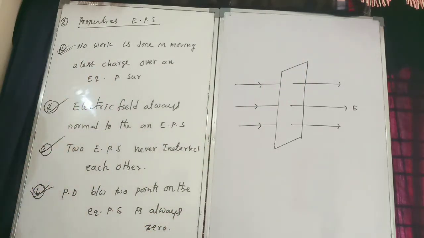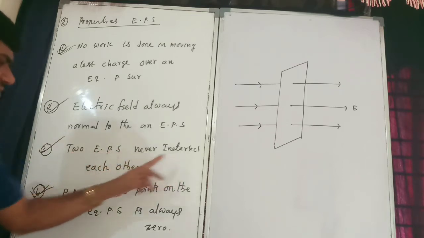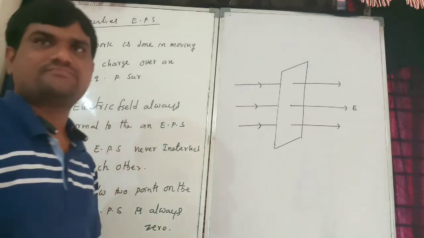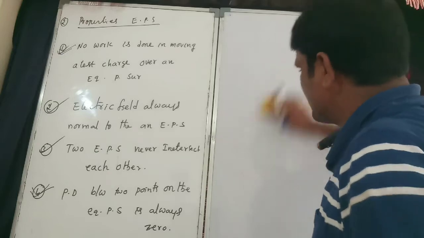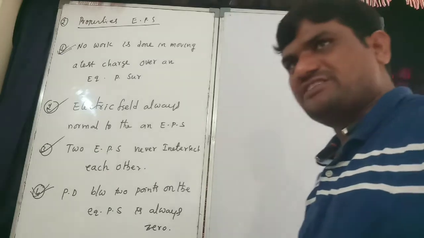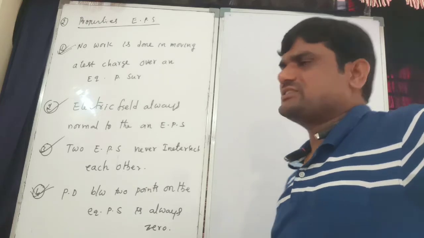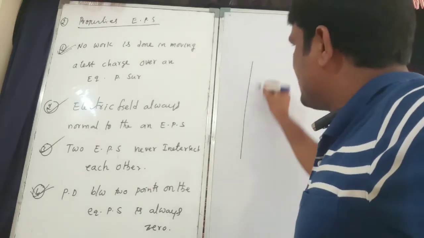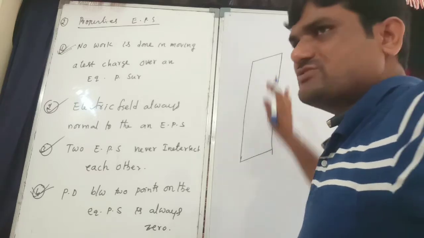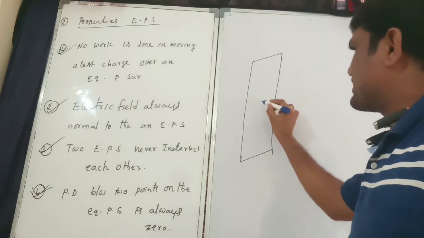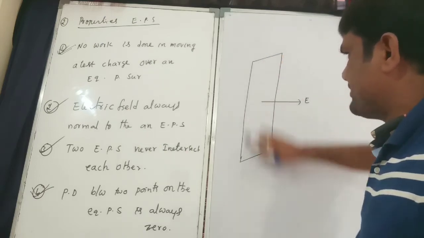So, the third point. Two equipotential surfaces never intersect each other. Why, sir, never intersect? If they intersect, what would happen? For example, here I will consider two equipotential surfaces. This is the first surface, so the electric field is acting in this direction.